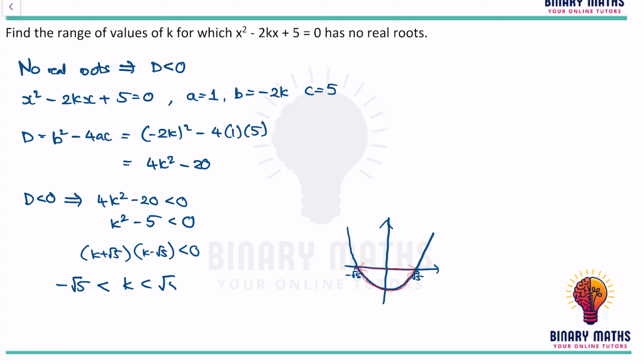and positive root 5. Now, if you put this into a calculator, your number is roughly between negative 2.2 and positive 2.2. So that would be your solution. So all the k values for which x squared minus 2kx plus 5 has no real roots.